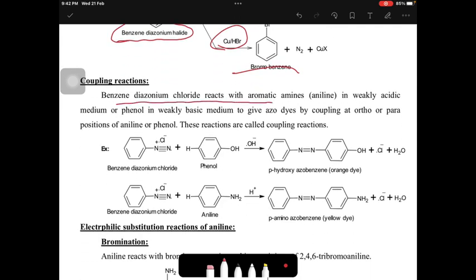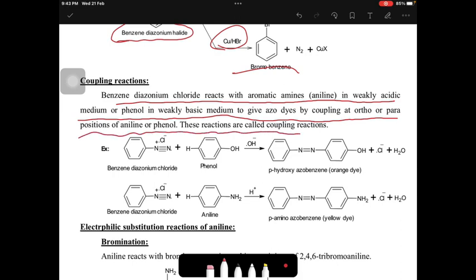Coupling reaction. Benzene diazonium chloride reacts with aromatic amines in weakly acidic medium or phenol in weakly basic medium to give azo dyes by coupling at the ortho or para position of aniline or phenol. This reaction is called the coupling reaction. Benzene diazonium chloride reacts with phenol and forms para-hydroxyazobenzene, an orange dye. Benzene diazonium chloride with aniline gives para-aminoazobenzene, a yellow dye.